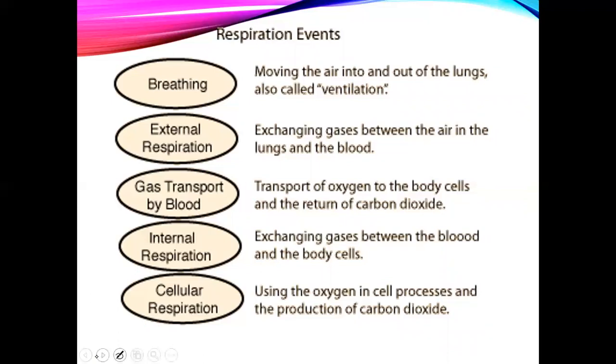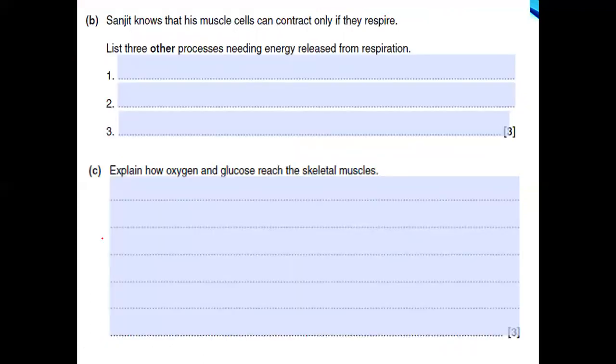Cellular respiration is using the oxygen in the cell process to produce carbon dioxide, and that gives you energy. So these are some questions we have for you. It says Sinjit knows that his muscle cells can contract only if they respire. List 3 other processes needing energy released from respiration. All the metabolic activities in the body need energy from respiration.